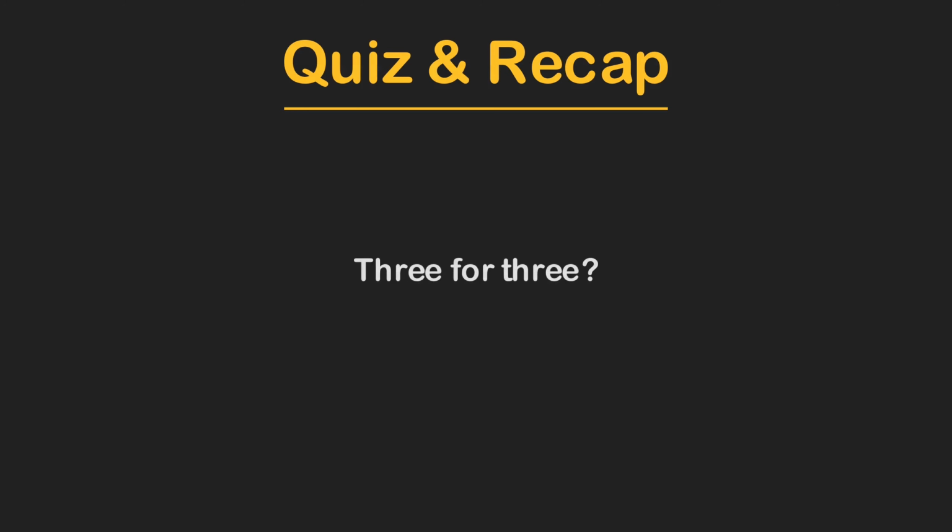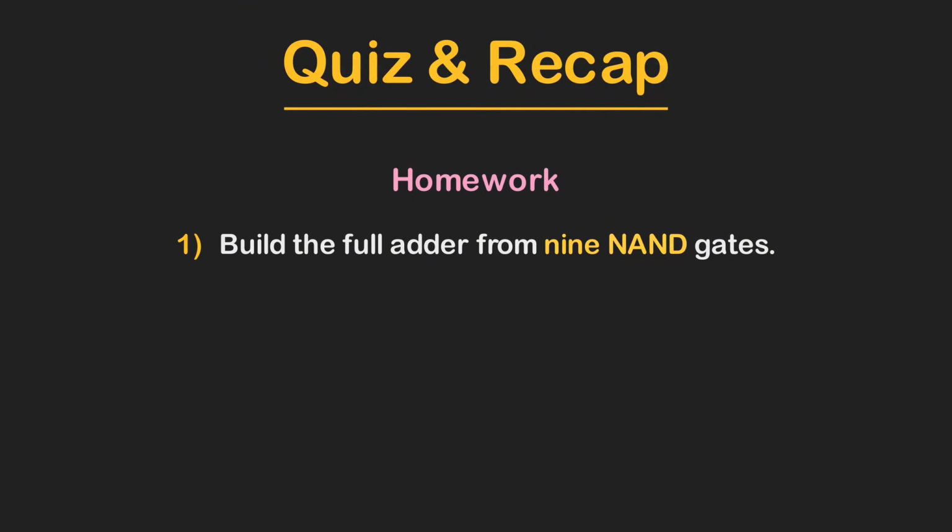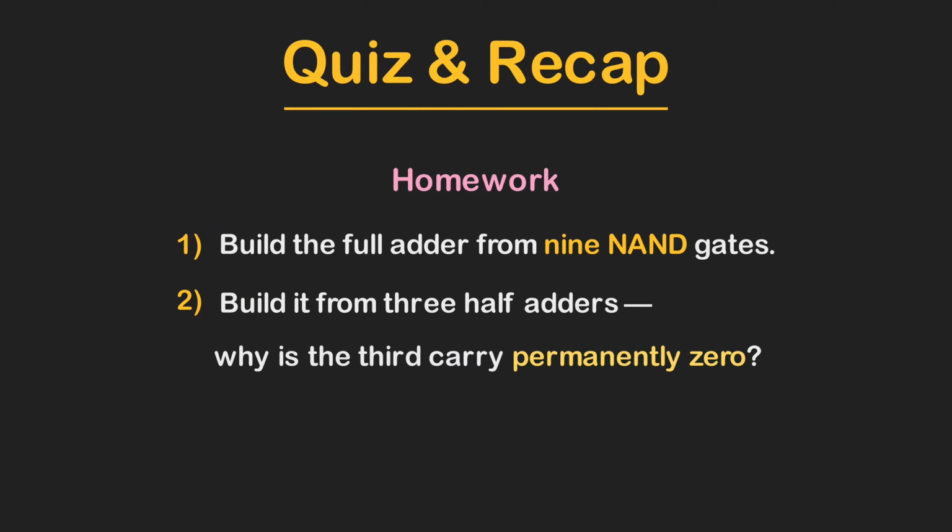3 for 3? Then you own this topic. 2 homework problems will make it permanent. First, build the full adder from 9 NAND gates. Second, build it from 3 half adders and explain why the third one's carry output is permanently 0.